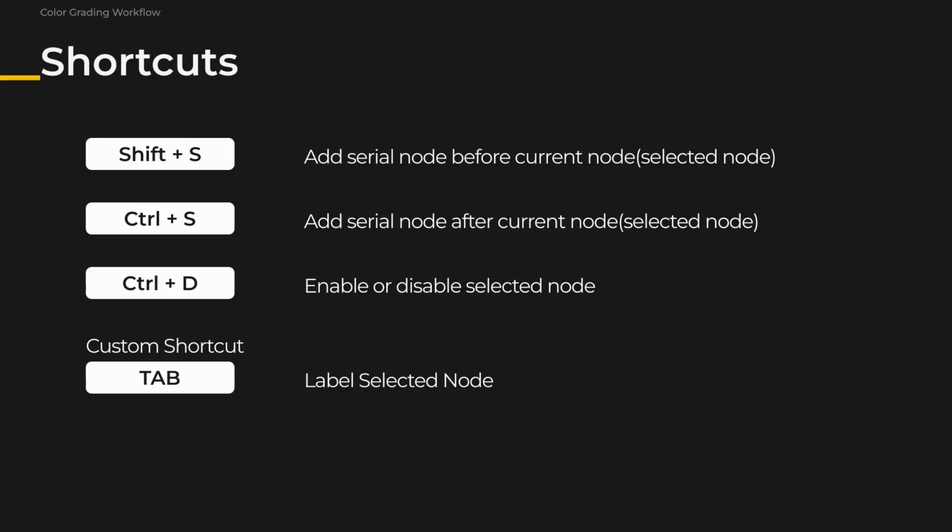And then a few shortcuts that are very important when you're going to be color grading: Shift S to add a serial node before the current selected node, and then Control S to add a serial node after the current node, and then Control D to enable or disable a selected node. And then a custom one, which is Tab, to label a selected node. So when I select a node and I want to label it, I can just press Tab and then I can give that node its name.